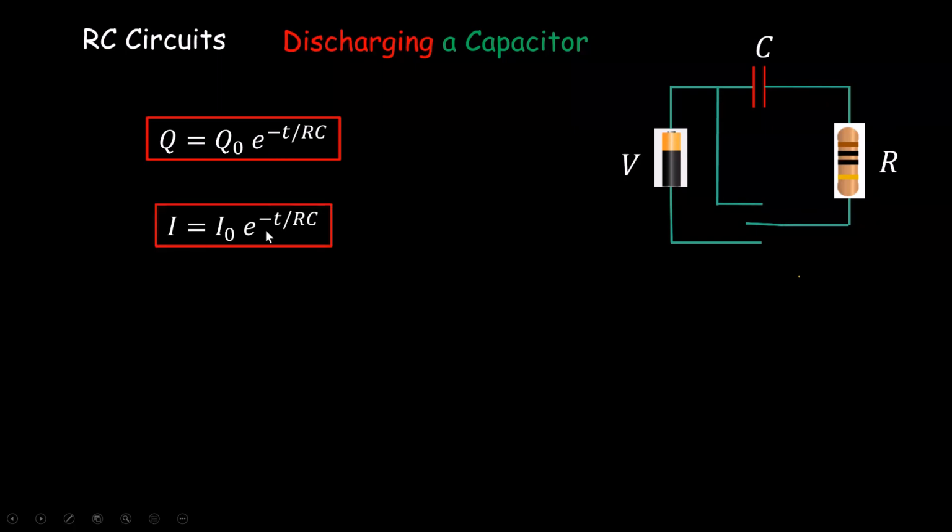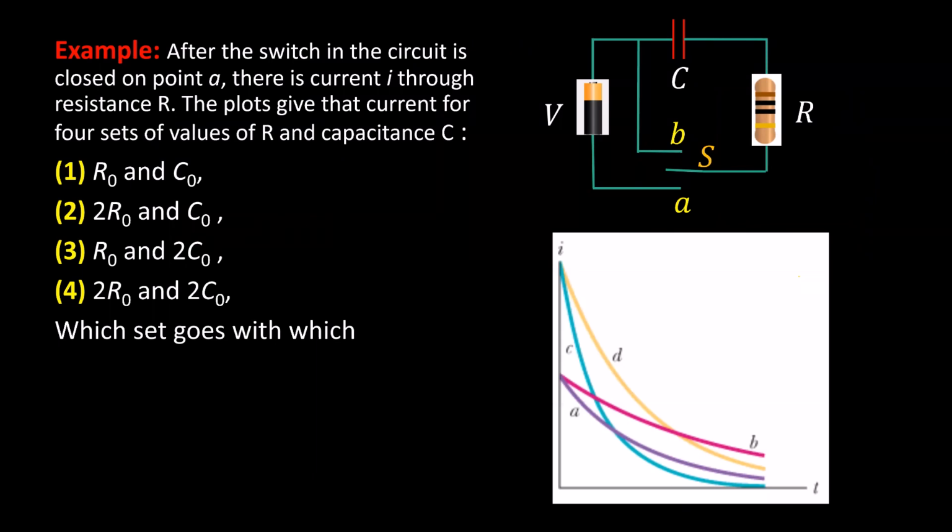And the current will be the same, I naught e to the negative t over RC. Similar calculation, I just didn't want to do that again. Very, very similar and a little simpler. All right, this is an example.